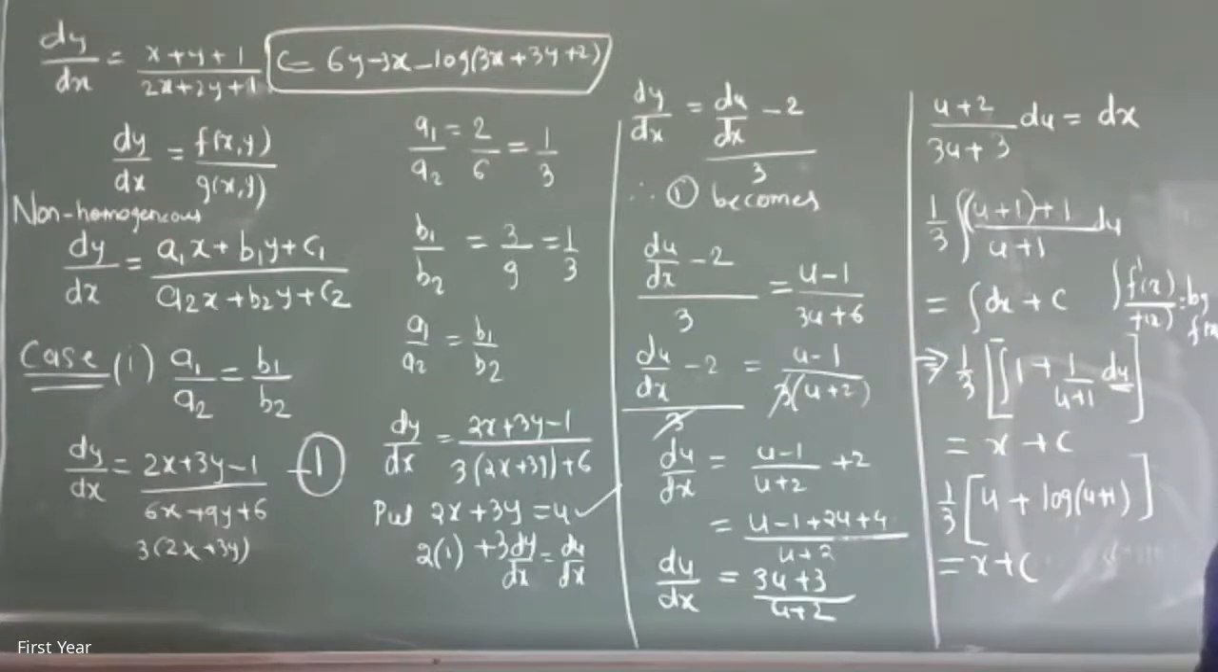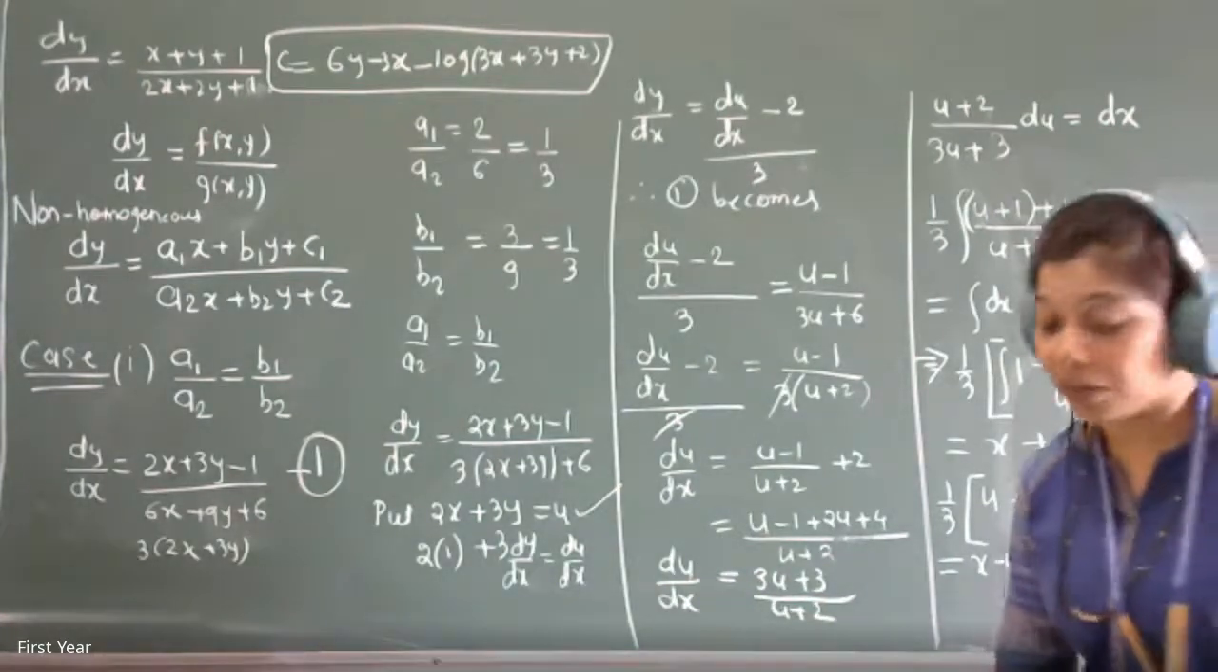First question, dy by dx is equal to x plus y plus 1 upon 2x plus 2y plus 1. That's the question, and the answer is in bracket. So please try that question at home, those who have not done it. So that was type 1, A1 by A2 is equal to B1 by B2. Now let us go to type 2.